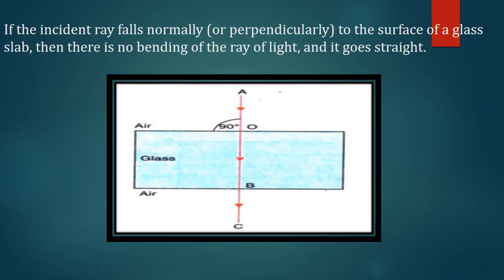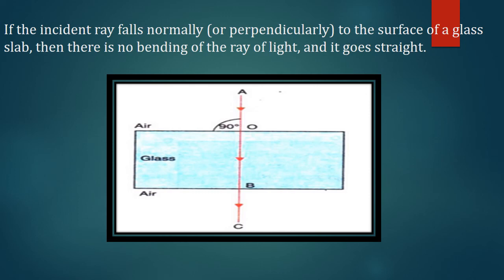So children, we understood that when a ray of light is incident or falls obliquely to the surface, for example of that of a glass slab, the bending of a ray of light takes place. Now what happens if a ray of light falls normally or perpendicularly to the surface of a glass slab? Yeah, there will be no bending, or the ray of light will go straight.